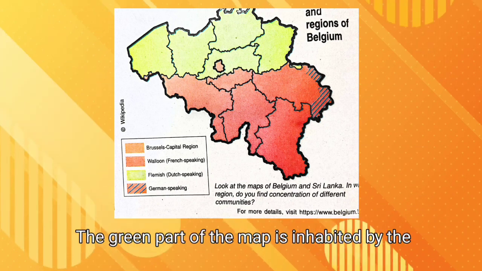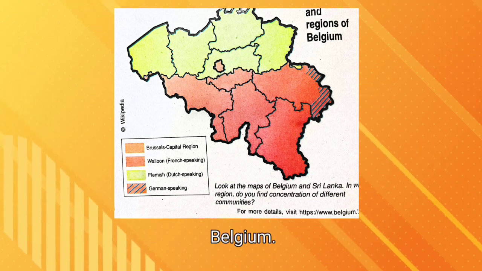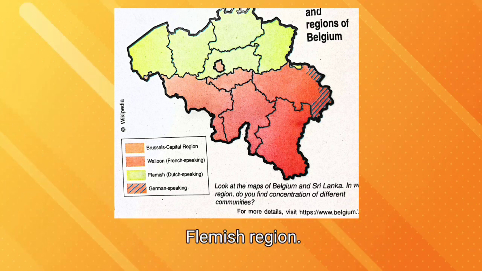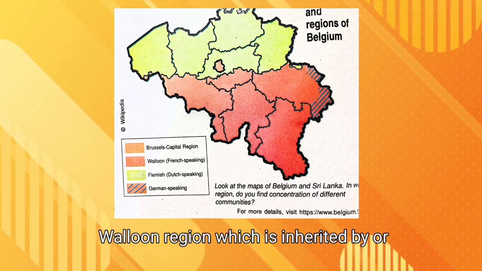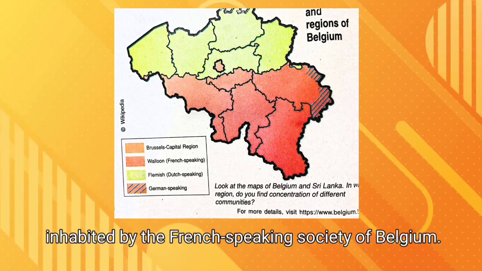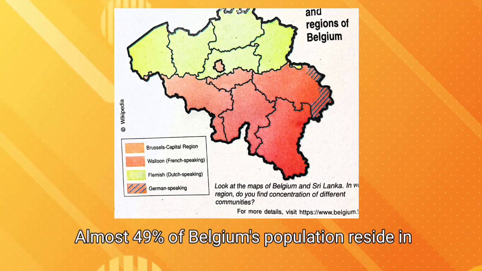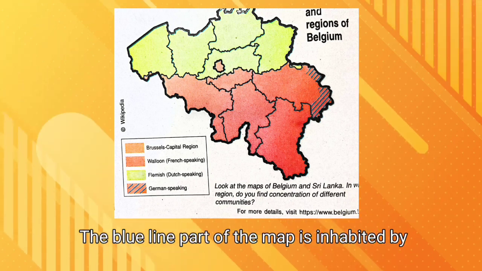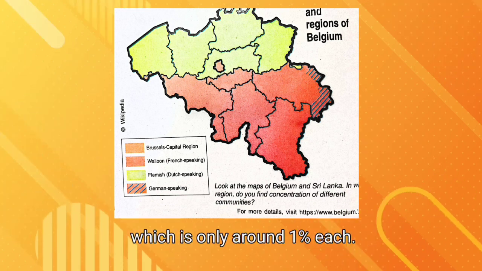The green part of the map is inhabited by the Flemish or Dutch-speaking population of Belgium. 59% of Belgium's population reside in the Flemish region. The red side of the map, also known as the Walloon region, is inhabited by the French-speaking society of Belgium. Almost 40% of Belgium's population reside in the Walloon region. The blue line part of the map is inhabited by the German-speaking population of Belgium, which is only around 1%.